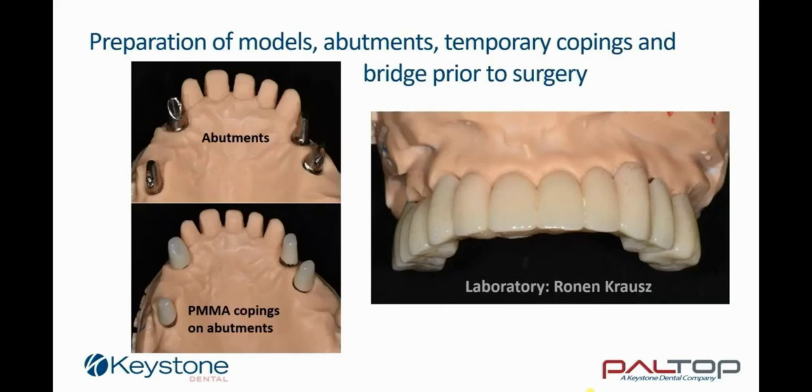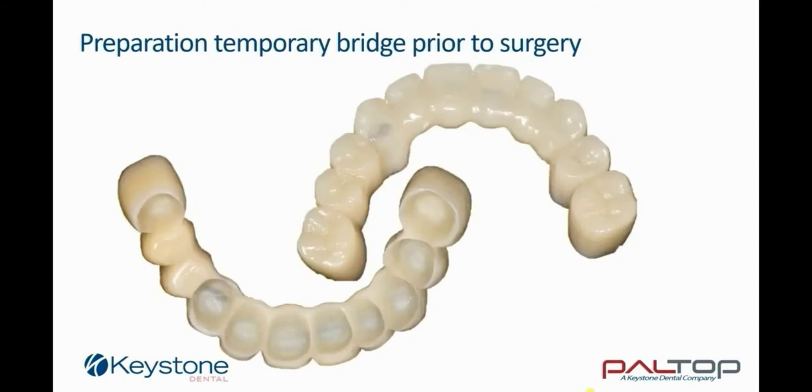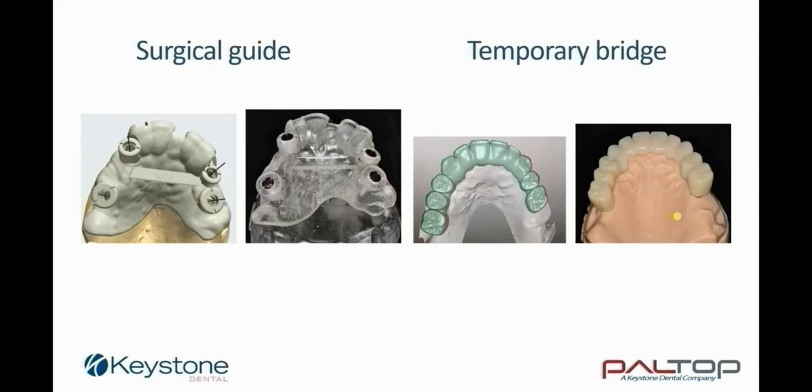Using digital technology, it was possible to prepare models, abutments, and temporary restoration prior to surgery. The external surface of the temporary bridge offers an ideal aesthetic anatomical design. The fitting surface of the bridge is hollow to facilitate a simple reline of the bridge after initial seating. The surgical guide and the temporary bridge and prosthetic components have been delivered.